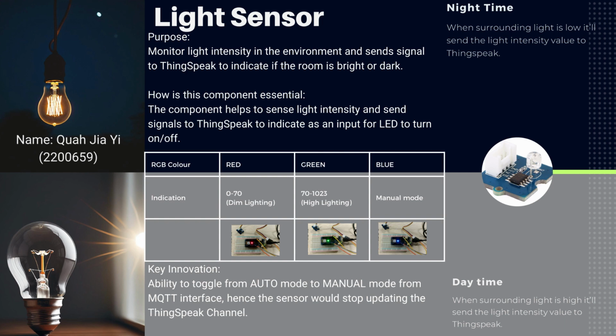The key innovation for this component is that it will be able to toggle to either manual or auto using the MQTT interface and allow the light bulb to be switched on or off manually. During daytime, it would receive a high value from the light sensor, whereas during nighttime it would receive a low value.